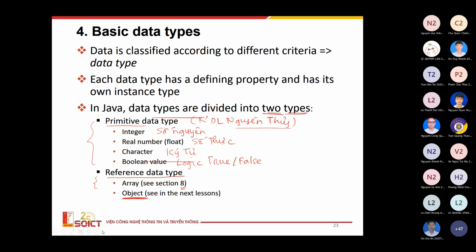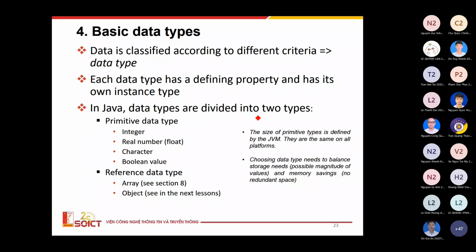And it is a little different from other programming languages, that in Java, the size of the primitive type is the same on all platforms. In C, for example, sometimes you have to check what is the size of an integer in my platform. But in Java, the JVM is designed to use the same size for all primitive data types. And when you choose a data type, the size of the box to store value, you have to balance between the need and the memory saving. Don't choose a too big box just to store the small value. Okay, this is some remark to you.